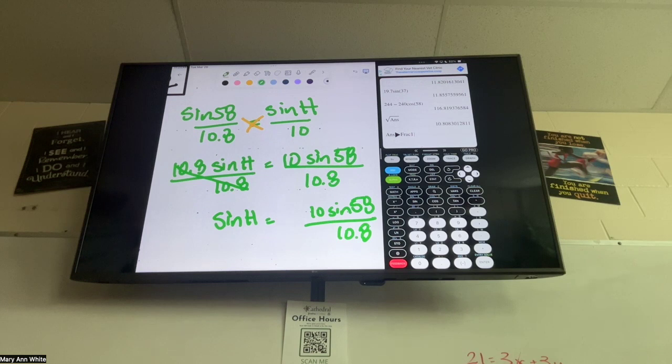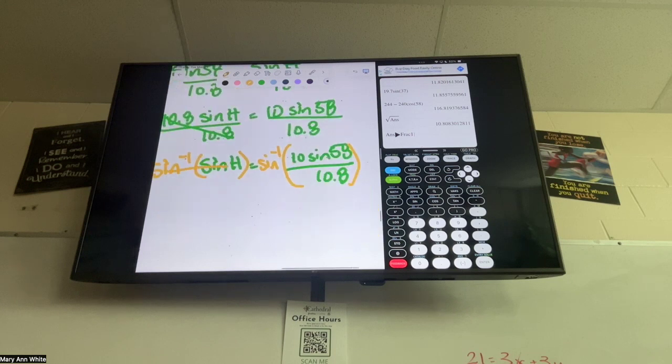Remind me, how do I finish solving it when I've got sine of H? How do I get that H by itself? Good. Inverse, sine to the negative 1, second sine. I don't really care what you call it, but I love that we knew that it was to the negative part. It's not normal sine, it's second sine. And so I'm just gonna go ahead and plug that right into my calculator. Second sine 10 sine 58 divided by 10.8. And I get 51.7.